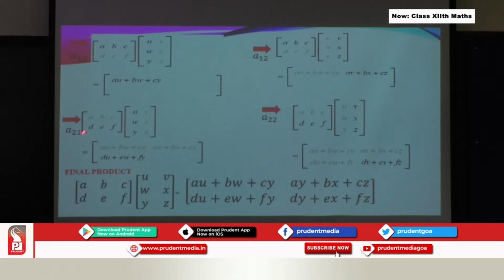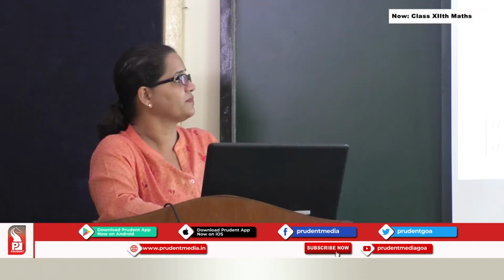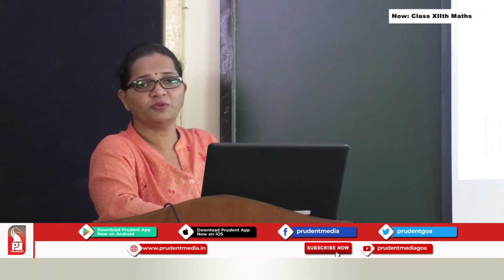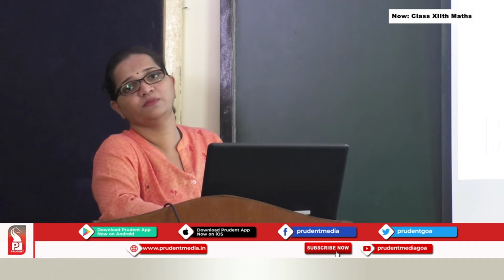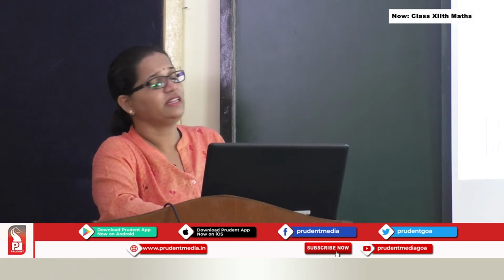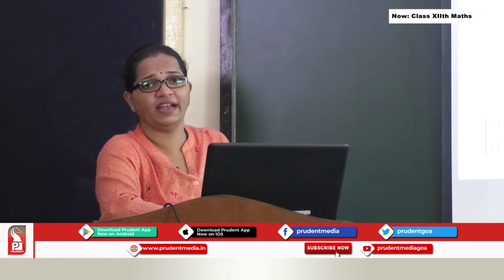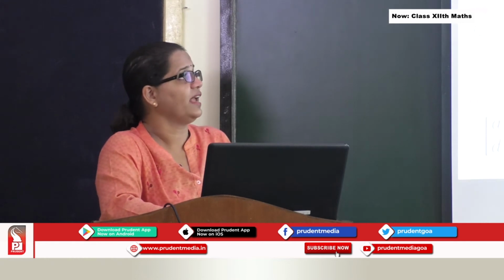Since I am addressing here A21, 2 signifies second row. So over here, second row I am highlighting and first column I am highlighting. Why? Because 2, 1. So here D into U plus E into W plus F into Y. So this is what position? A21 position. Perfect. Now let me proceed further for the fourth entry. Fourth entry is what? A22.